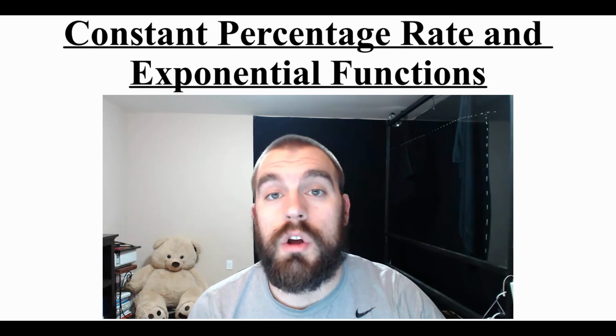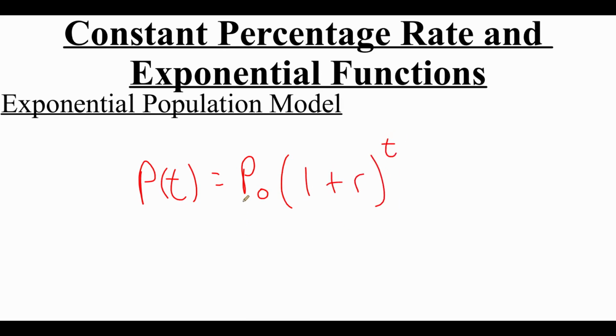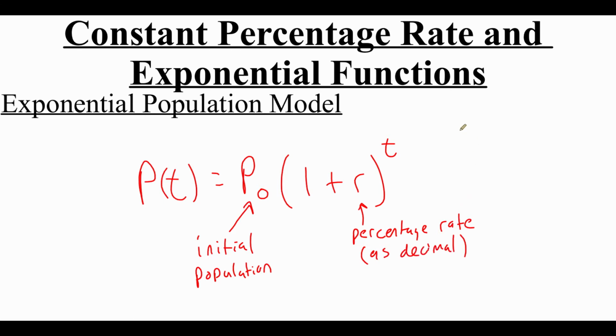In this video, we're going to look at constant percentage rate and exponential functions. If we've got a population that is changing at a constant rate each year, then we can model that with the function P of t equals P sub 0 times 1 plus r raised to the t power. P sub 0 is going to represent our initial population. The r value, the percentage rate, we're going to use as a decimal. And our t value is going to be the time in years.